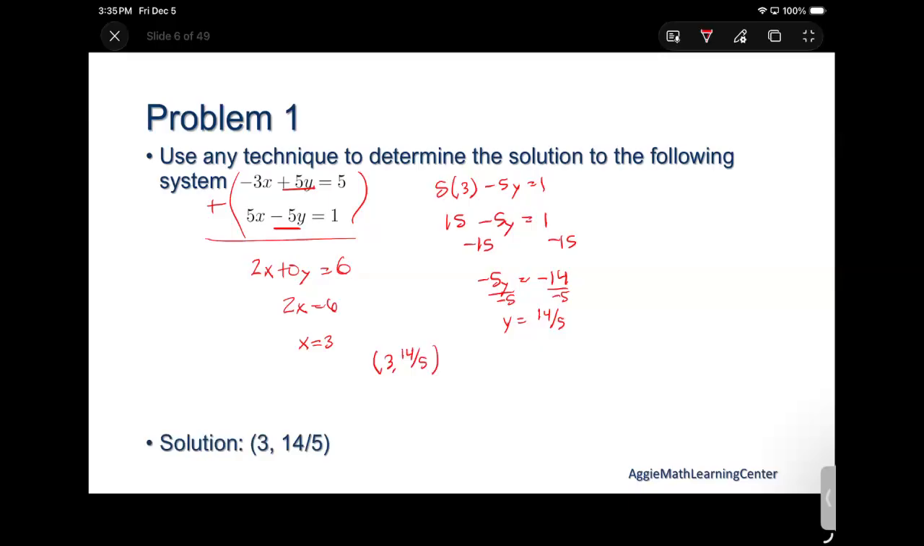An example of this: if we were solving for y, we would do 5y and move the 3 over, so 5y equals 5 plus 3x. Then if we divide both sides by 5, y equals (5 plus 3x) over 5. Then we can substitute that into our other equation. So we'd have something like 5x minus (5 plus 3x) divided by 5 equals 1. We solve for x, and then we plug it back into y. So that's an alternative way to solve it when things aren't as nice as that. So, any questions with that?